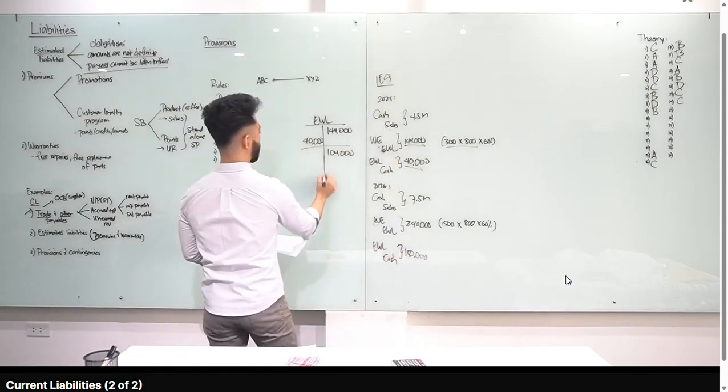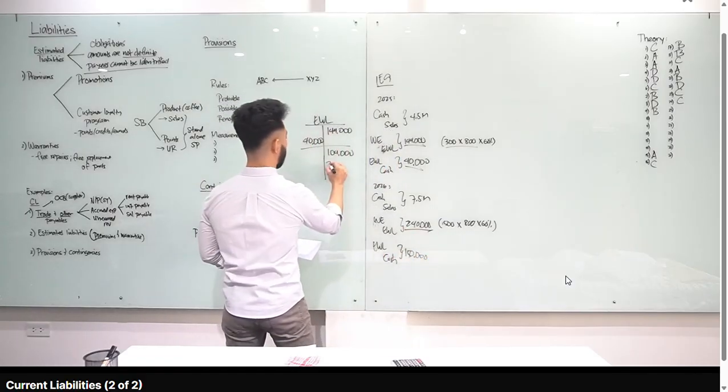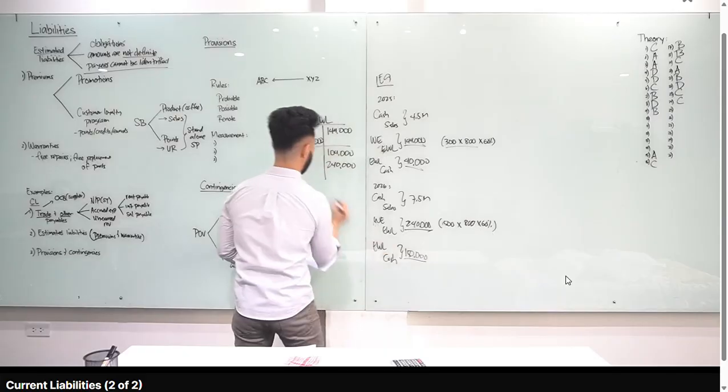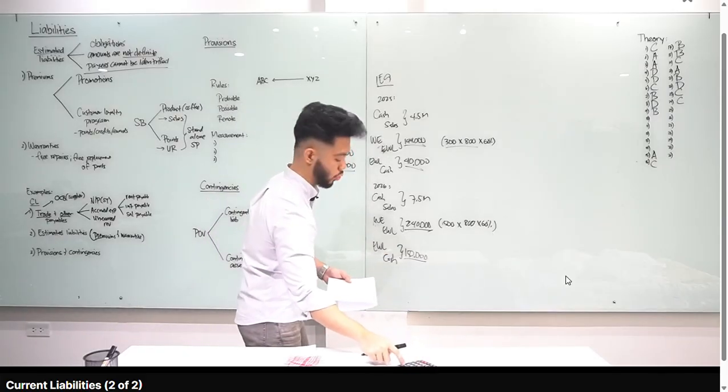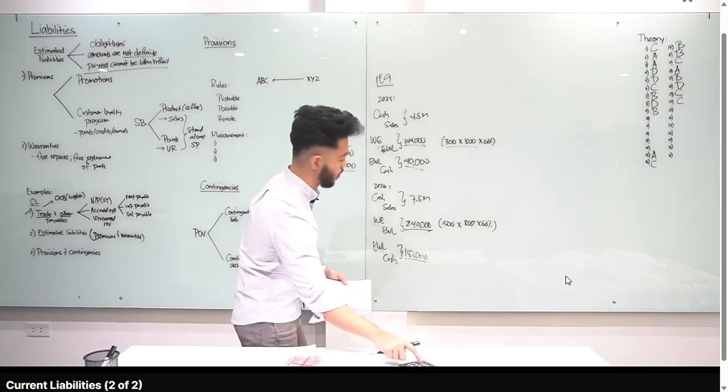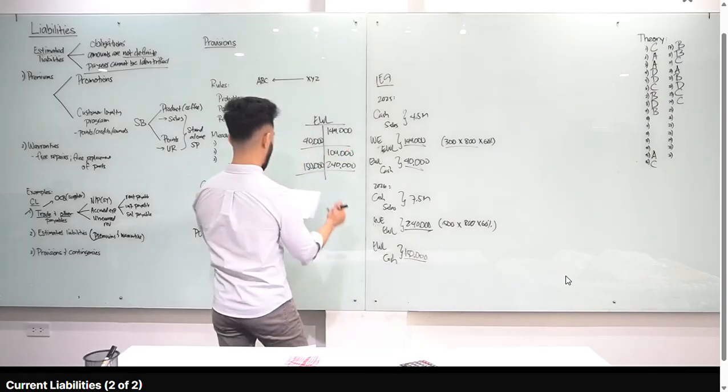So update natin yung balance ng estimated warranty liability. May credit tayo na 240 and then may debit tayo na 150. Therefore, ending balance natin, let's compute, 104 plus 240 minus 150, you get 194,000.